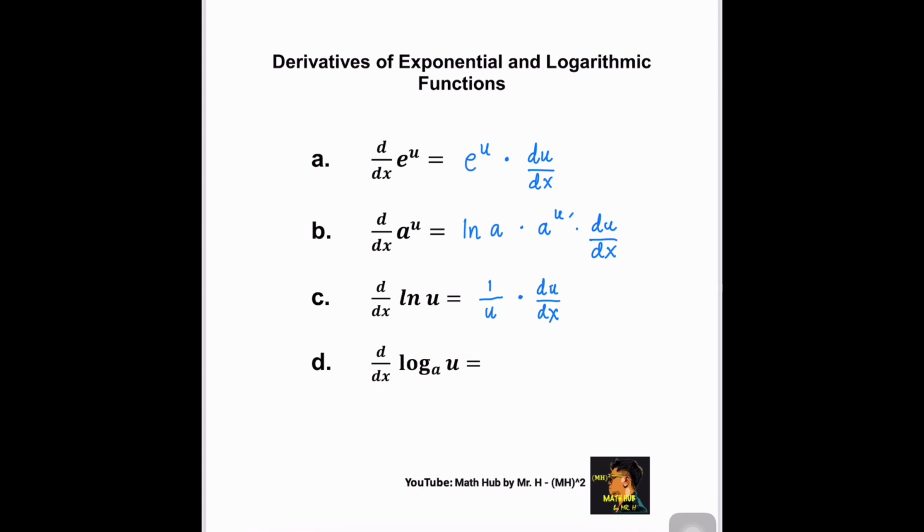And for the fourth one, we have d over dx of log base a of u is equal to 1 divided by ln of a times 1 divided by u times the derivative of u with respect to x. Alright, so we will be using these concepts in answering a few examples. Let's jump straight in to example number 1.